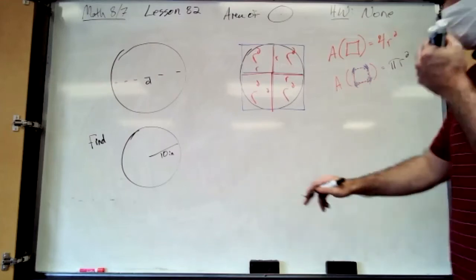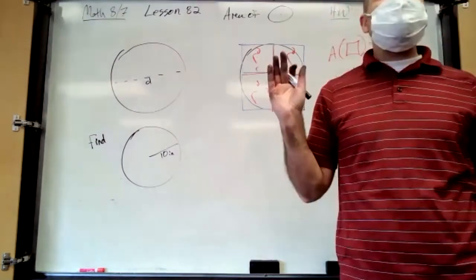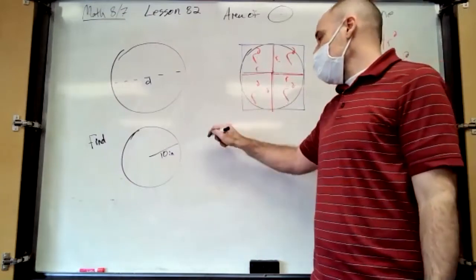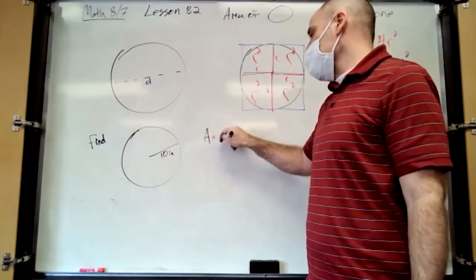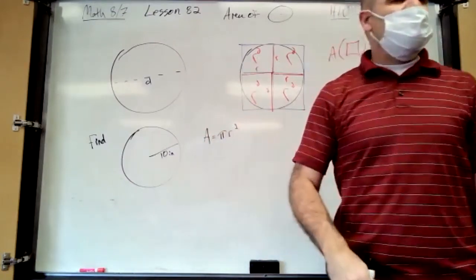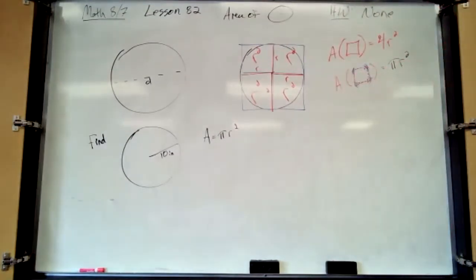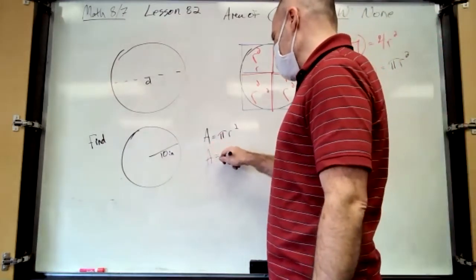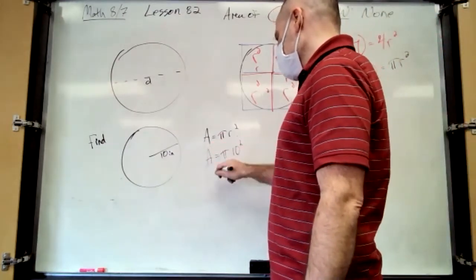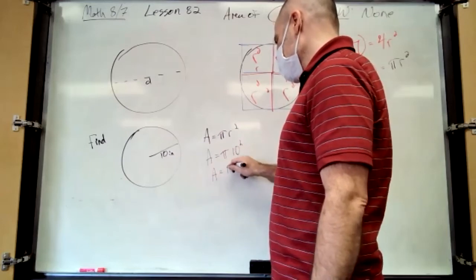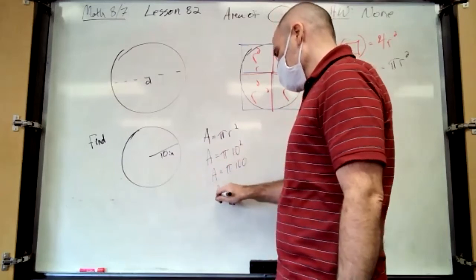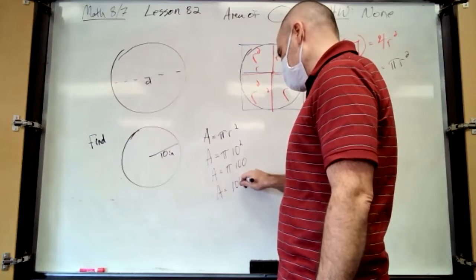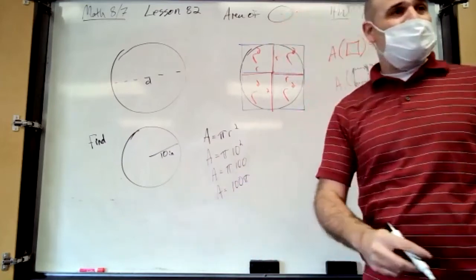Look, first step, this is what you should always do. You should always write down the formula. That way you're done. You don't have to remember it anymore. So write it down. What's r? 10. So what's r squared? So this is pi times 100. So you could leave it like this, 100 pi square inches.